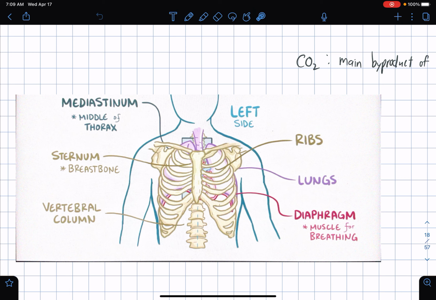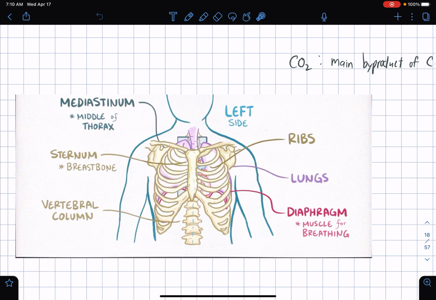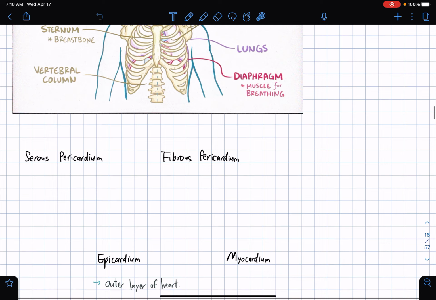We have the mediastinum. This is the middle of the thorax. The sternum, which is the breastbone, which is this. The vertebral column. The ribs. I believe there are 12 on each side. We have the lungs: 3 lobes in the right lung, 2 lobes in the left, because in the left, you see the heart. That's where the heart is located. And we have the diaphragm. This is the muscle intended for breathing. It helps you breathe, basically.